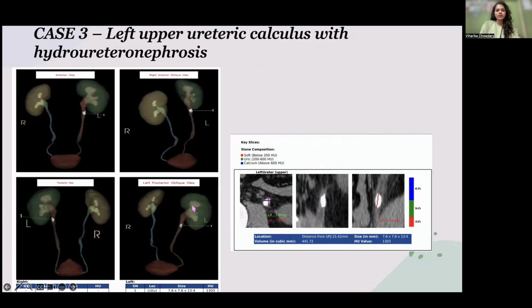And this is one more case where you can see ureteric calculi and mild hydronephrosis. The report shows hydronephrosis and even the calculi measurements and where it is exactly from the PUJ. All these are clearly mentioned.